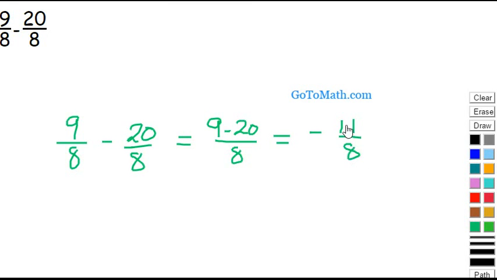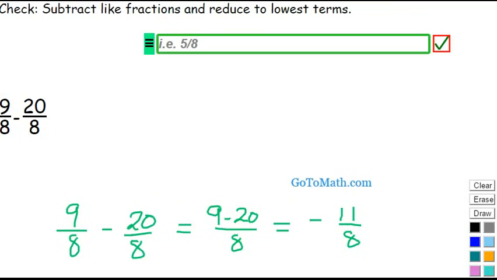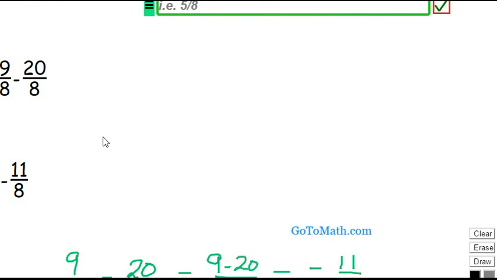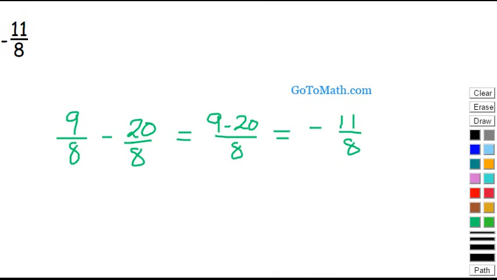Over 8, and we have to ask the question, does this reduce down any? And the answer to that is no. So we end up with negative 11 eighths. Negative 11 eighths. Right. Come over here. You can type it in the box if you want. And that's what the script shows. So there you go.